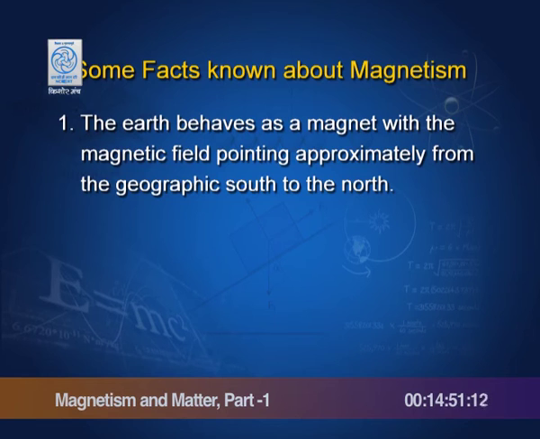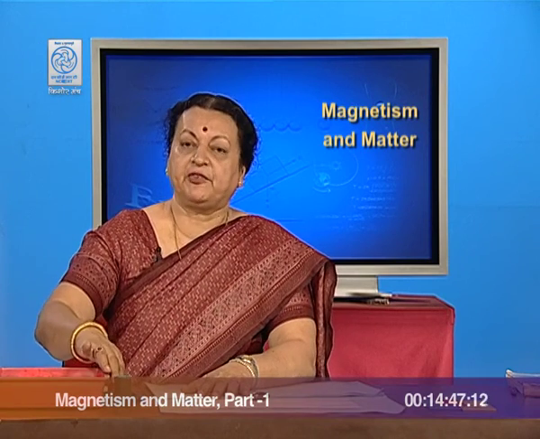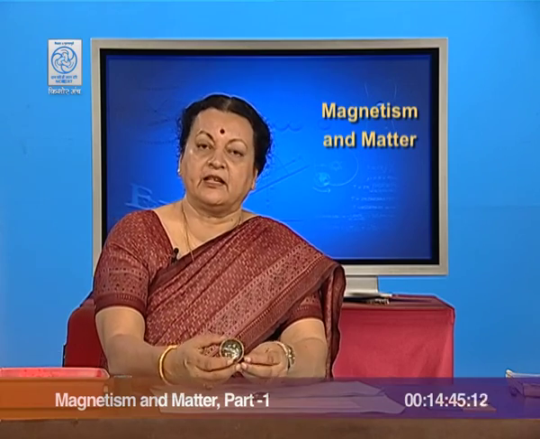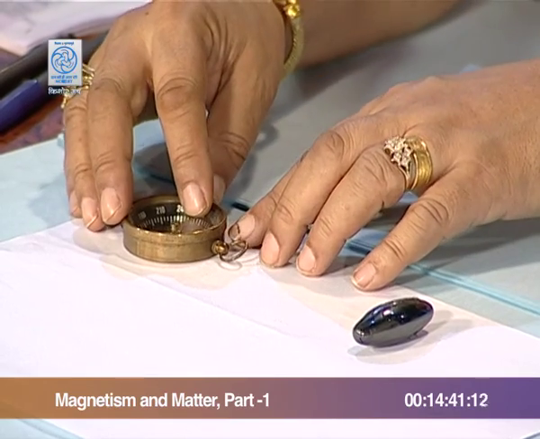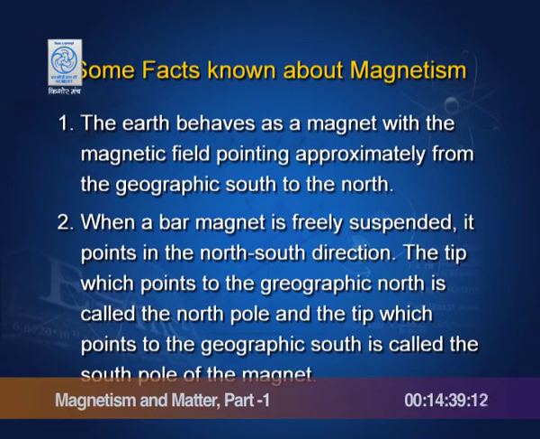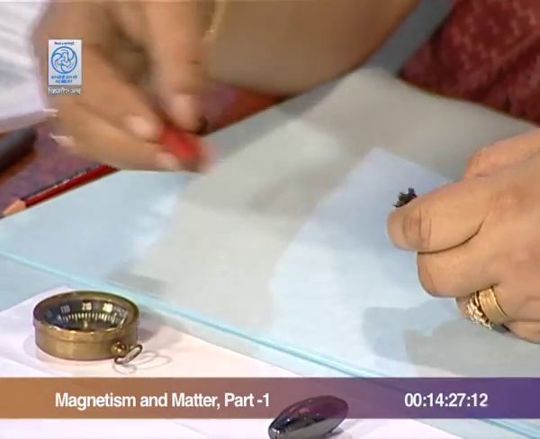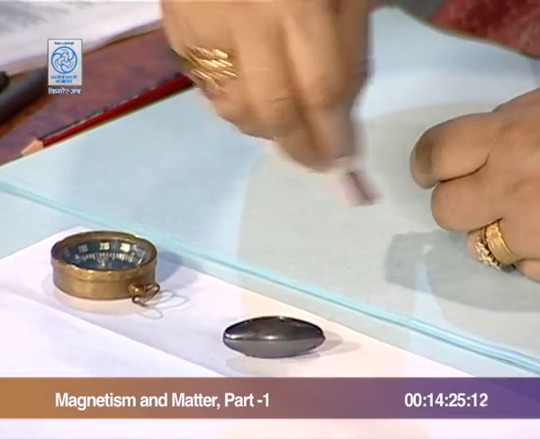from the geographic south towards the north. If you have a freely suspended magnet like this compass needle, the end that points towards the north is called the north pole and the south seeking pole is called the south. Like poles of a magnet repel each other and unlike poles attract.